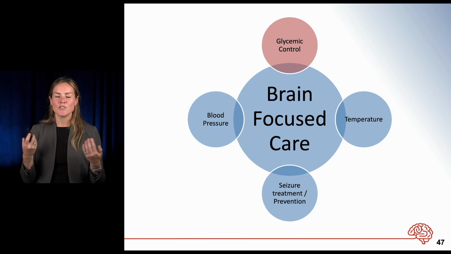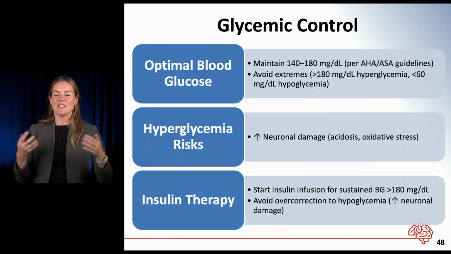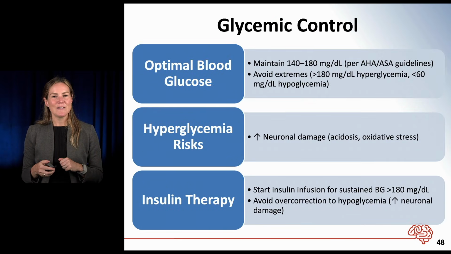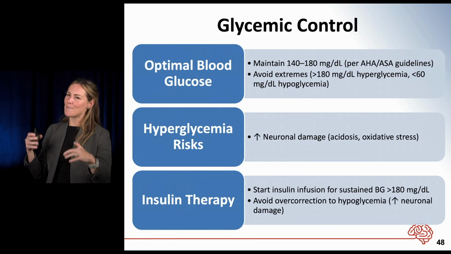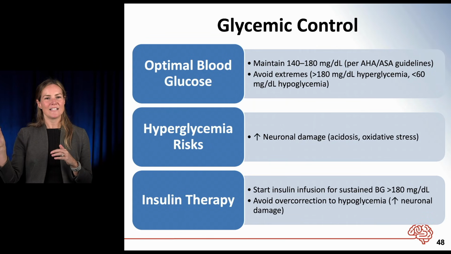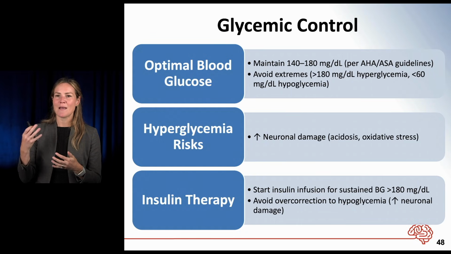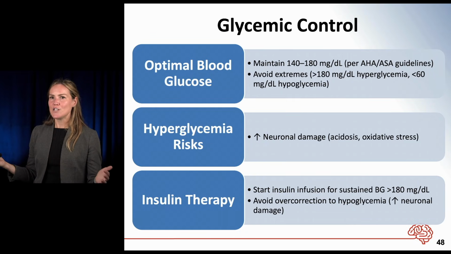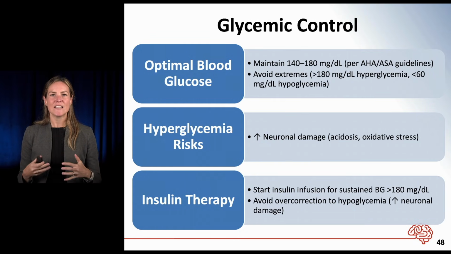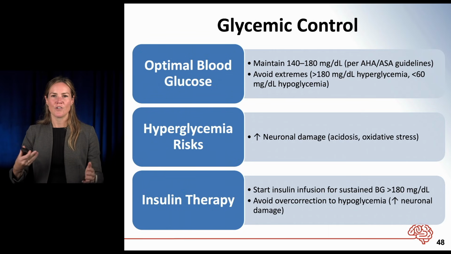Glycemic control is also really important to our patients. Spoiler alert, the brain really likes that to be normal too, right? So we don't want hypoglycemia and we don't want hyperglycemia. And so again, this is just being aggressive about treating people's blood sugar, making sure they're not hypoglycemic as a reason for contributing to worsening of their neurologic exam.